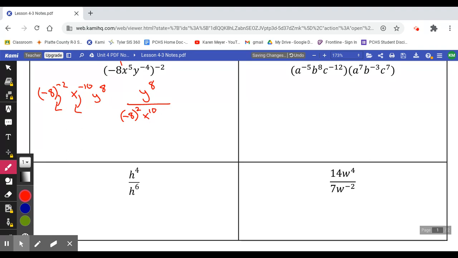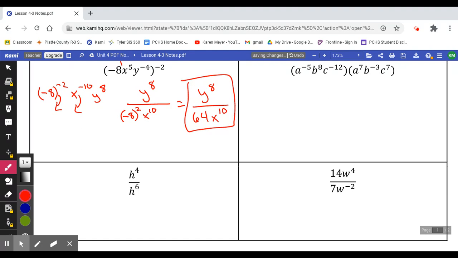And last thing we want to do is just negative 8 to the second power is positive 64. Remember to use parentheses if you're using your calculator. If you don't use parentheses, it will give you the wrong answer because negative 8 times negative 8 is positive 64.